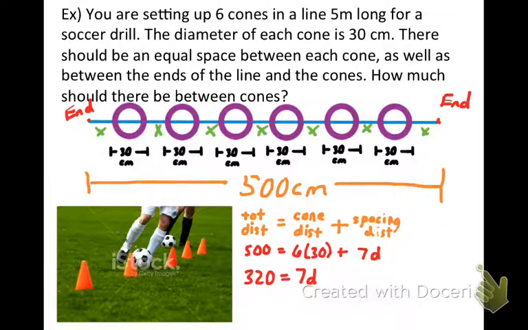All right, so that's equal to 7D. Then we'll divide by 7, and we're going to approximate this as well. It's not going to come out exactly. To 3 significant figures, it's about 45.7 centimeters that we're going to leave between each cone. All right, I guess on the field you'd probably actually eyeball it, but if you're trying to make it exact, this is the distance that you would need.